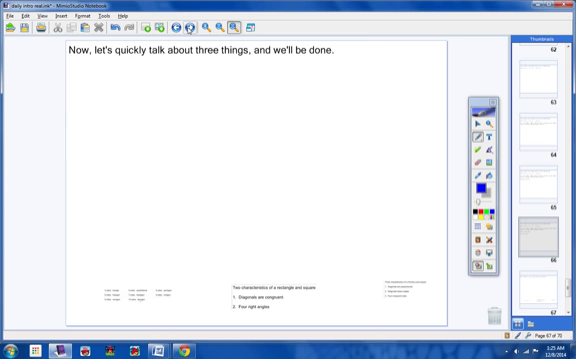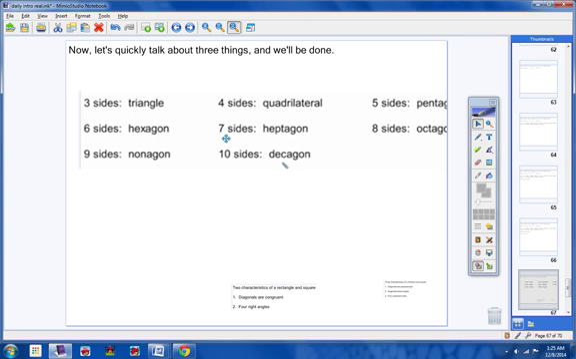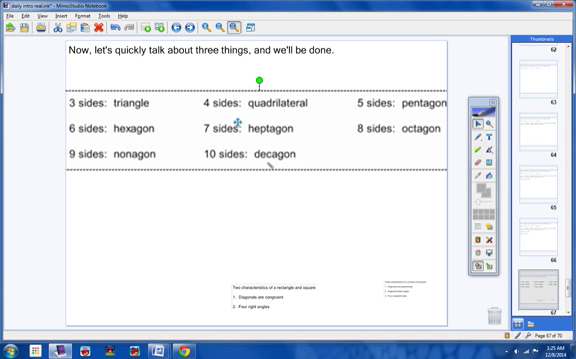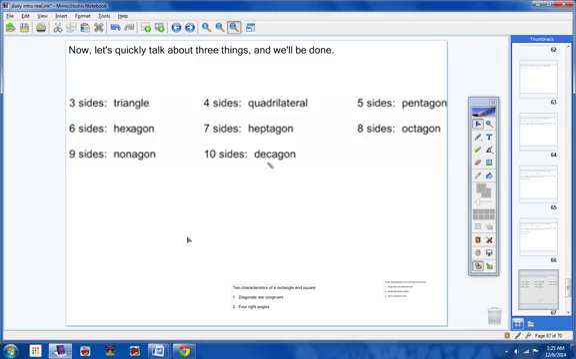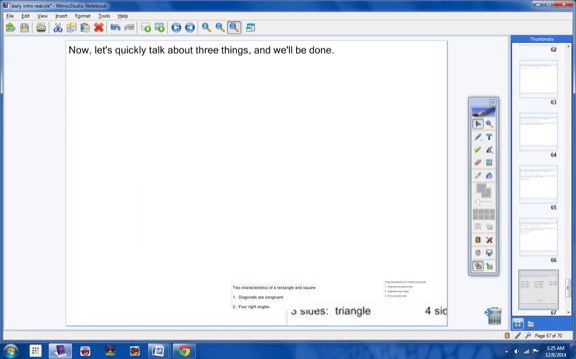Now let's quickly talk about 3 things and then we'll be done. I am not going to give these to you as fill in the blanks, but you need to be very familiar with these polygons, because on the test, I might say that you have a heptagon or a decagon or a hexagon, and you need to know how many sides that has. So be very familiar with that.